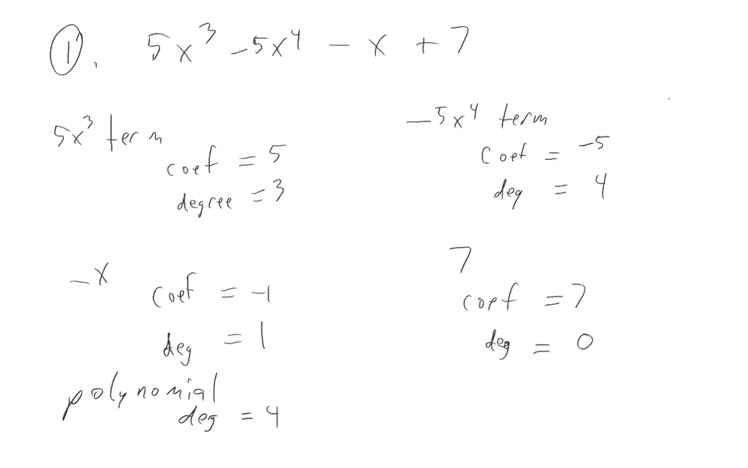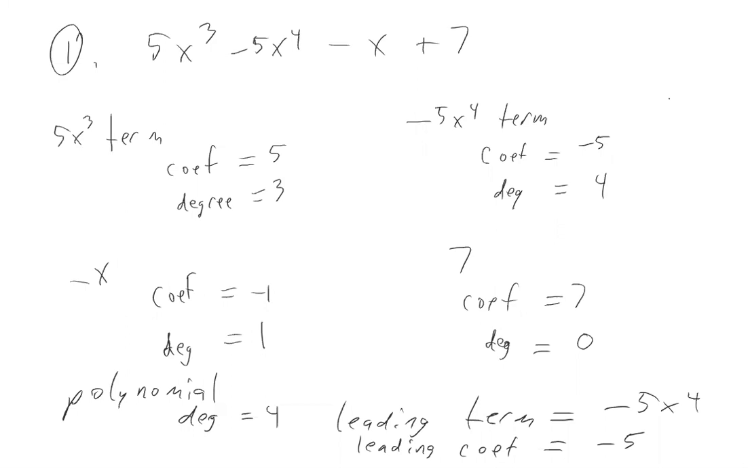And then the leading term of the polynomial is the term that had the highest degree, which would equal the negative 5x to the fourth term. And the leading coefficient is the coefficient of the leading term. So the leading coefficient is negative 5. Perfect.